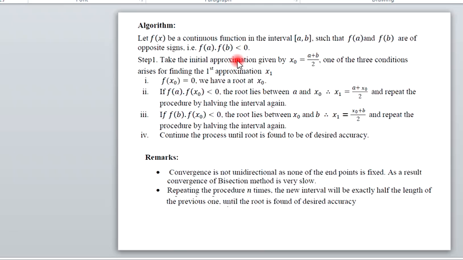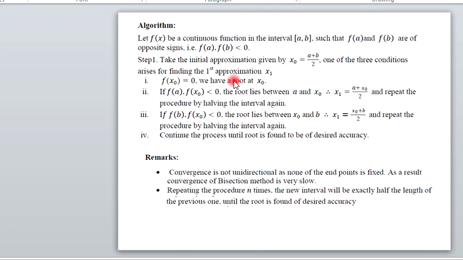Now, the first step, after guessing the initial approximation, is to find the initial root by taking (a plus b) by 2, which is one of the conditions for finding the first approximation x0. After getting x0, we have to put it in the function and find f(x0).